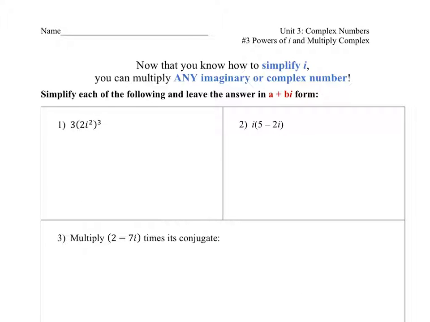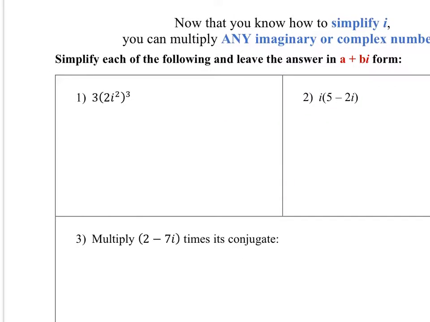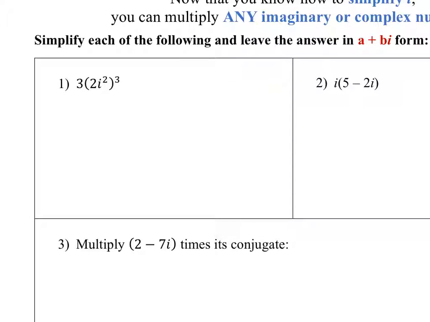So here now it's just math. You just do the math for all of these problems and then reduce so that you don't have an exponent on your i. That's it. So you deal with all of these problems as if that i is simply a variable.